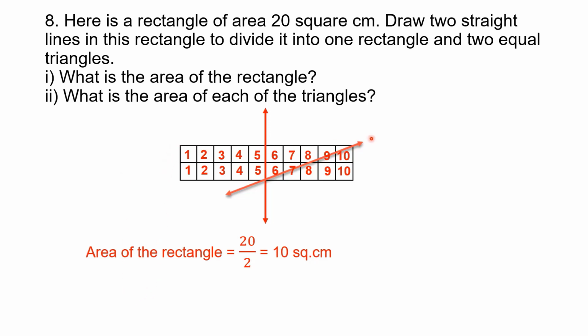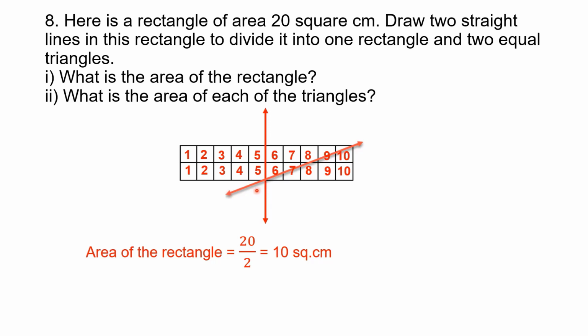Area of the rectangle is 20 square centimeters, but area of the smaller rectangle, this one, is 20 divided by 2. Since the area of this rectangle is exactly half of the area of the big rectangle, 20 divided by 2 equals 10 square centimeters.